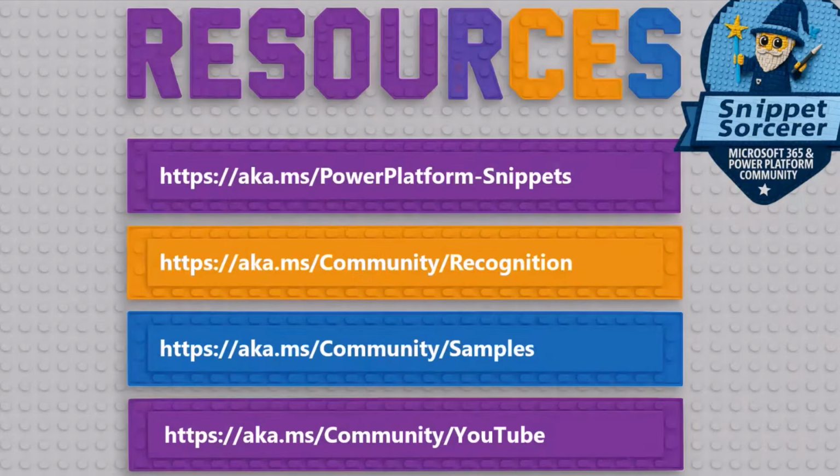So what are some resources that are available to you? We've got snippet samples available to you. When you actually create snippets and contribute to them, by the way, you can be recognized. You can get that cool Snippet Sorcerer badge that is available. So you can see those snippets at Power Platform Snippets.